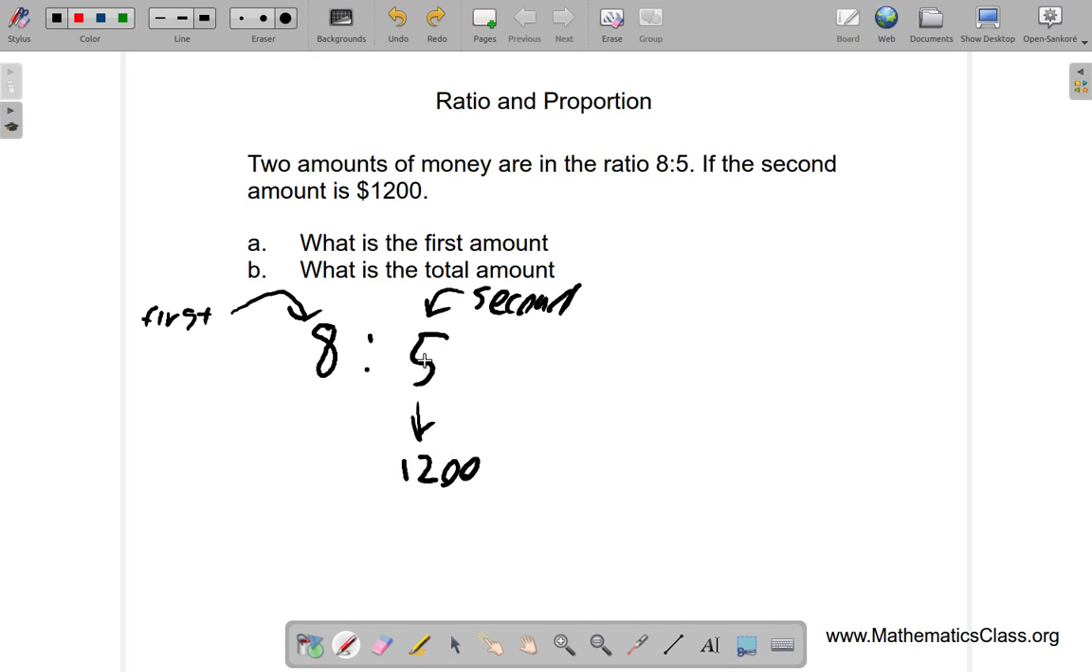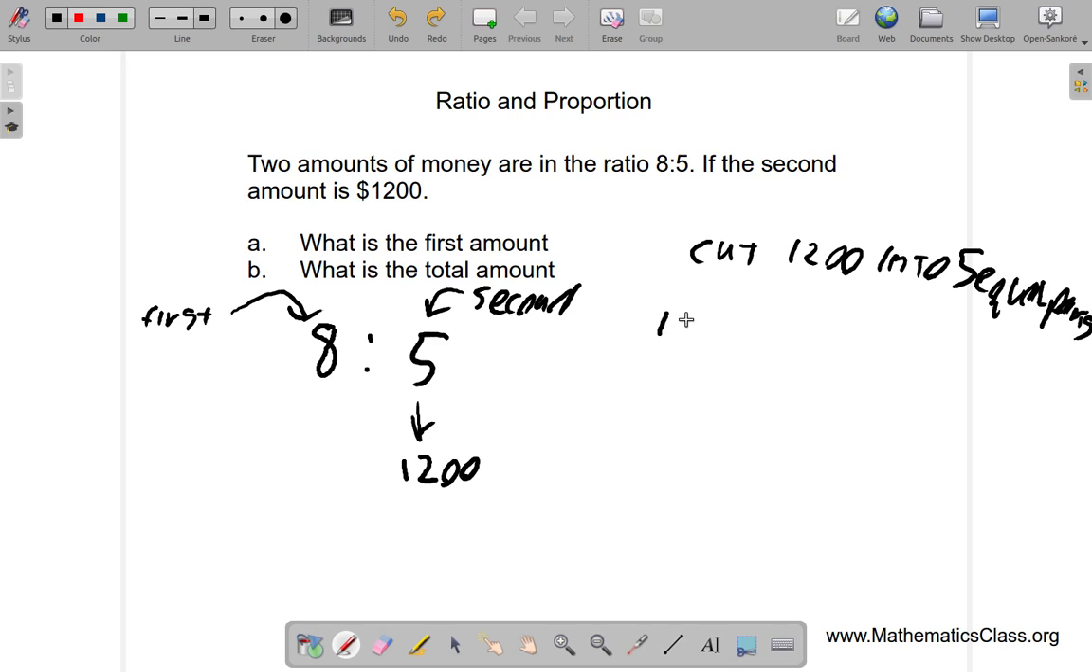Now, one strategy you can use is to say, if the $1,200 is divided up into 5 equal parts, what is the size of each part? Now, when you know the size of one part, you can then tell what is the size of 8 parts by multiplying it by 8. So, what you want to do is cut 1,200 into 5 equal parts, right?